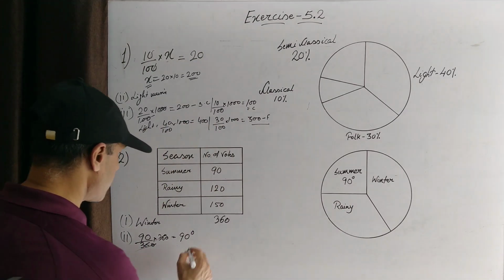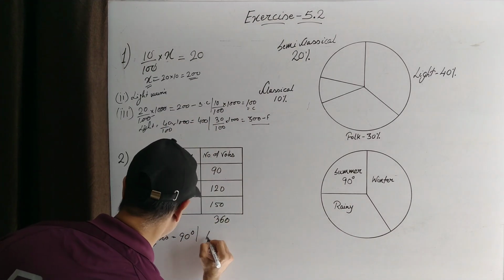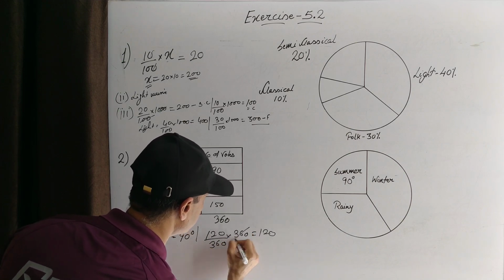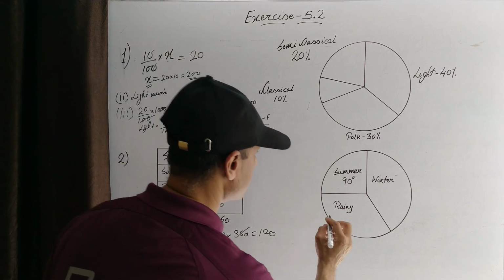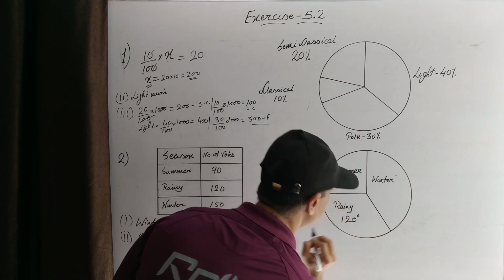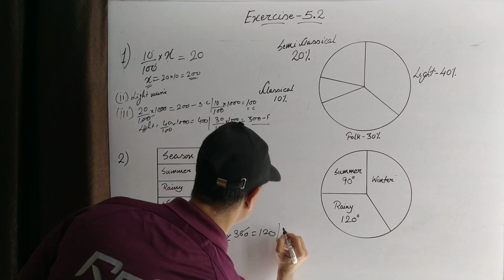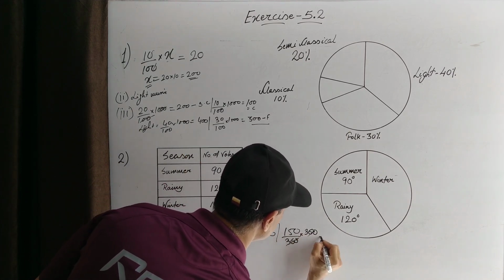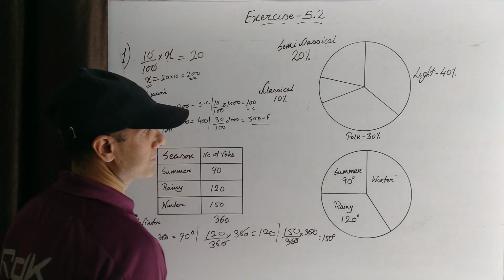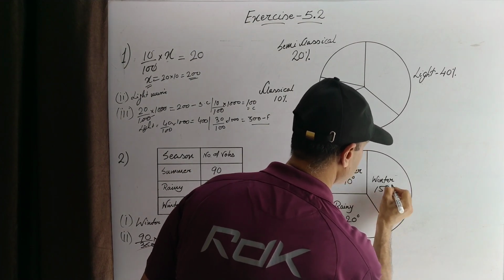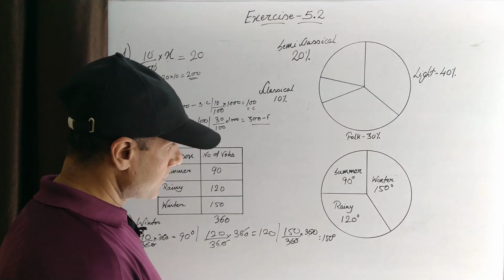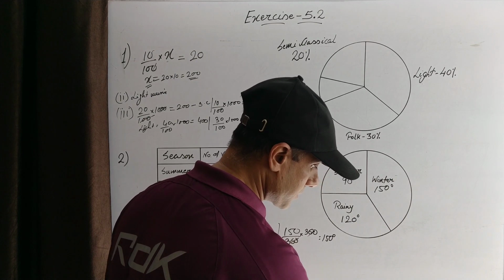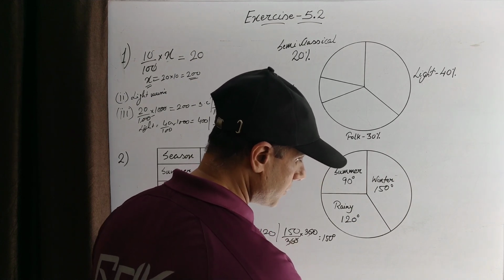Clear? Same way for rainy, 120 divided by 360 into 360 is equal to 120, so this is 120 degrees. And for winter, 150 divided by 360 into 360 is equal to 150, so this is 150 degrees. Clear? So now question number 3, draw a pie chart to show this information.